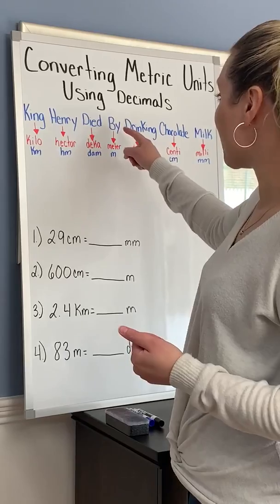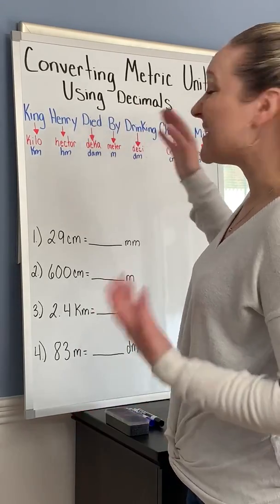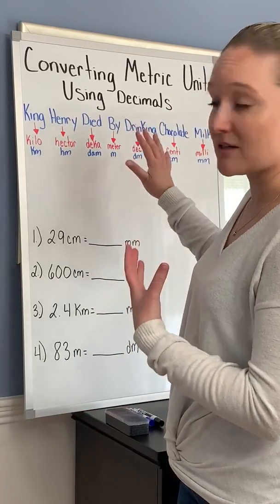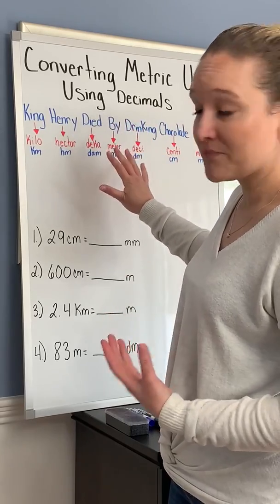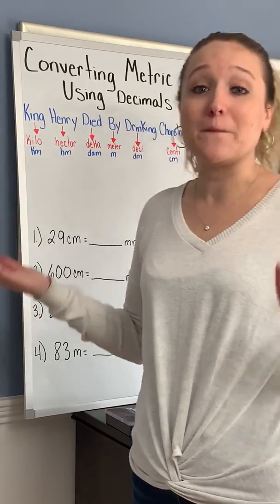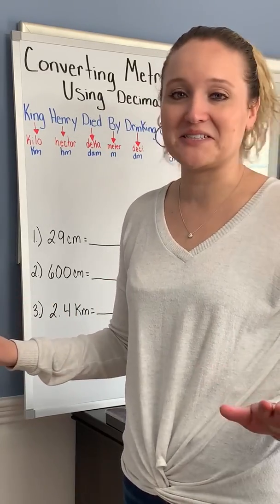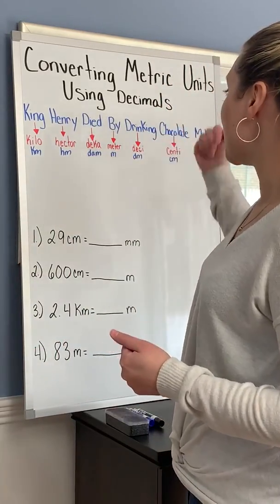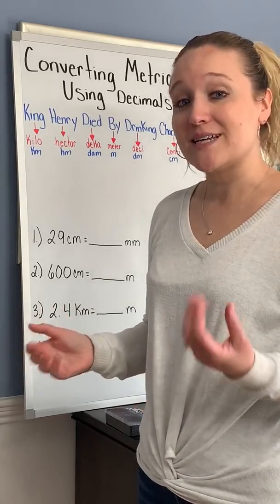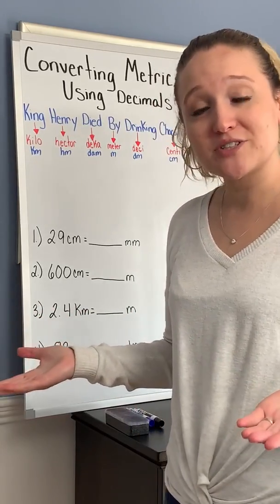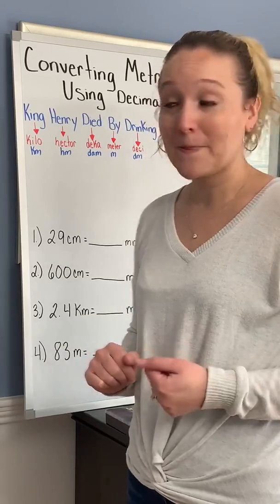Now we're going to have the word by. Now by is the base. That's the base of where mostly everything starts from. And by stands for meter. And meter, the abbreviation is just M. That's all it is. We're going to move on to drinking. That stands for decimeter. And the abbreviation for decimeter is DM.